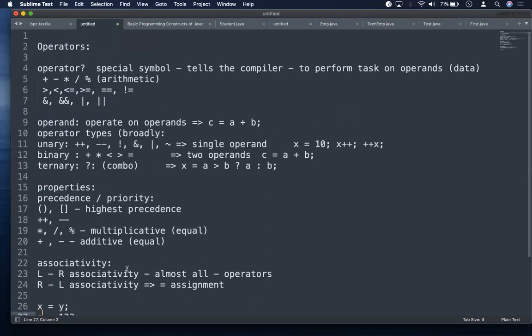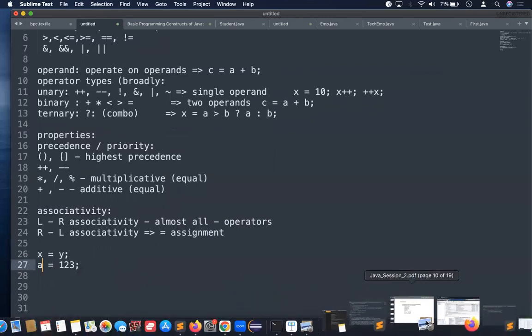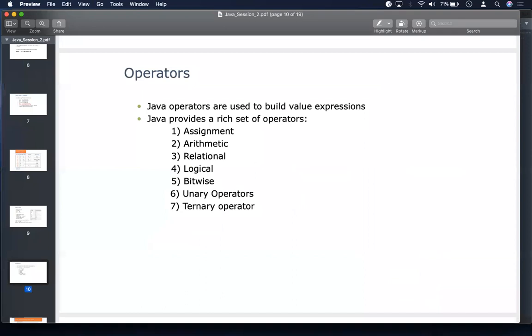Okay, so these are the few fundamental things everybody has to know before working with operators, majorly operator precedence and operator associativity. You should also have clarity on which operator is unary, which is binary, and which is ternary. We have so many operators in Java. Let me show you. These many operators are there.